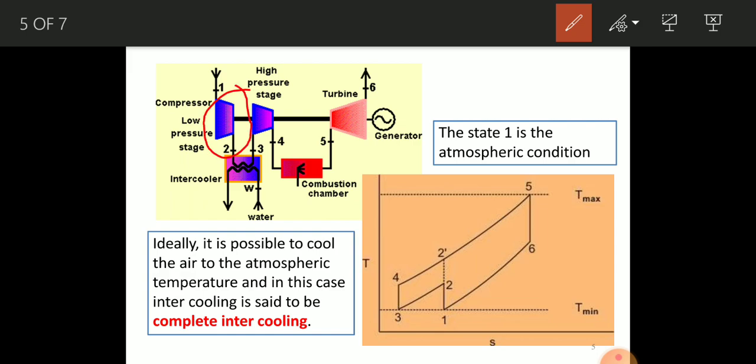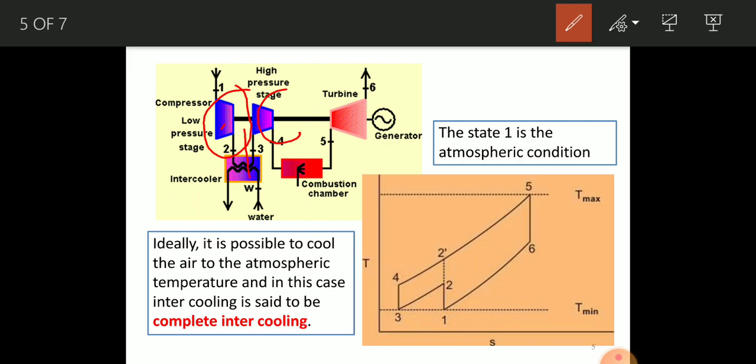Now there are two compressors, a low pressure compressor and a high pressure compressor. At the beginning air will be passed through this low pressure compressor, and you know that in a compressor the pressure and temperature of the air is increased. Now this air is passed into the intercooler. In the intercooler, it will reduce the temperature of the compressed air to its original temperature at constant pressure. The pressure will not be reduced, only the temperature of the air will be reduced.